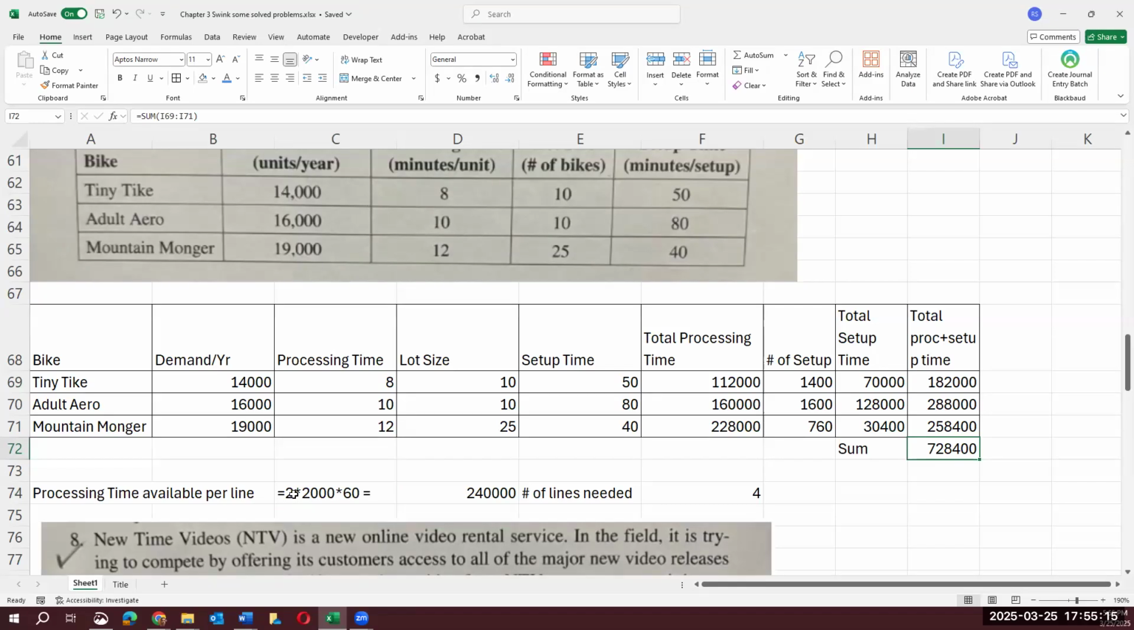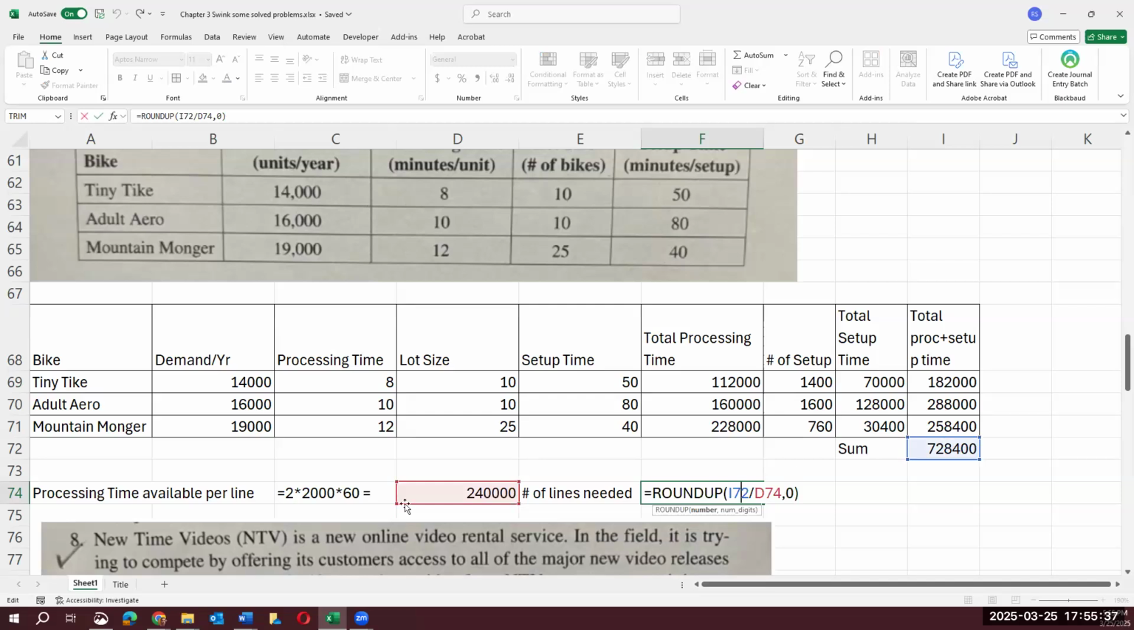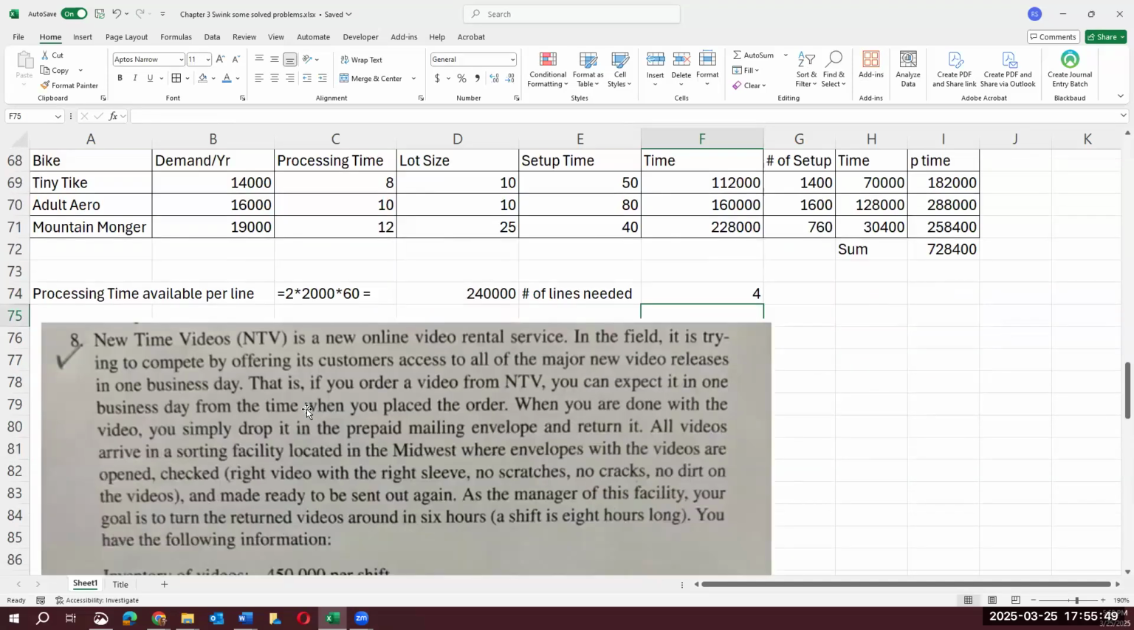So each machine will operate for 2 shifts a day. And total, they will provide 2,000 hours, which is multiplied by 60. And if I did that, that tells me each machine is capable of giving me 240,000 minutes. So how many machines I need is the same exact thing. I divided this by 240,000 and rounded it up to the whole number. So no decimals, 0 decimals. And I got this number. All right. That's number 3.